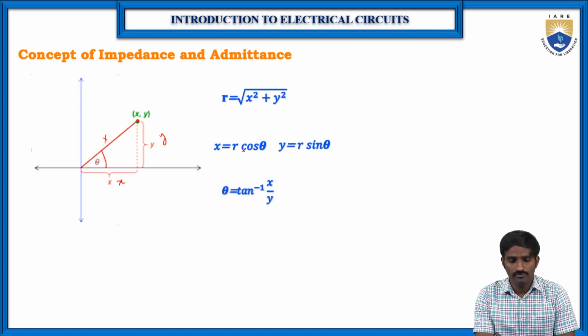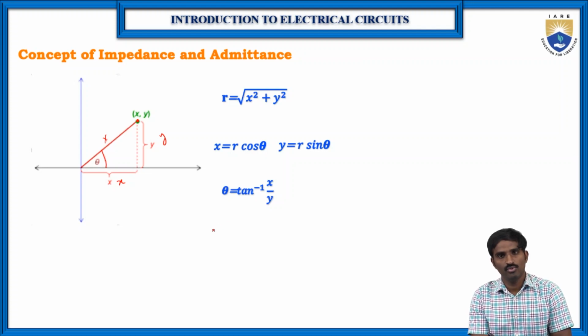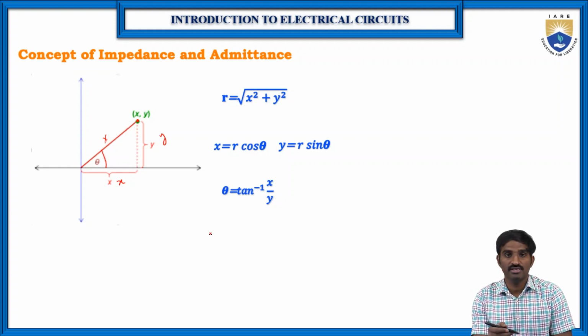Then if you want to find the x value, x is equal to r cos theta and y is equal to r sin theta. Why are we discussing these things? Here the alternating quantities are represented in terms of both magnitude as well as direction, because AC has both magnitude and direction. Unlike in AC, DC has magnitude and polarities. But these AC quantities have both magnitude and direction, which means we are representing them in the form of vector quantities. The vector has both magnitude and direction.